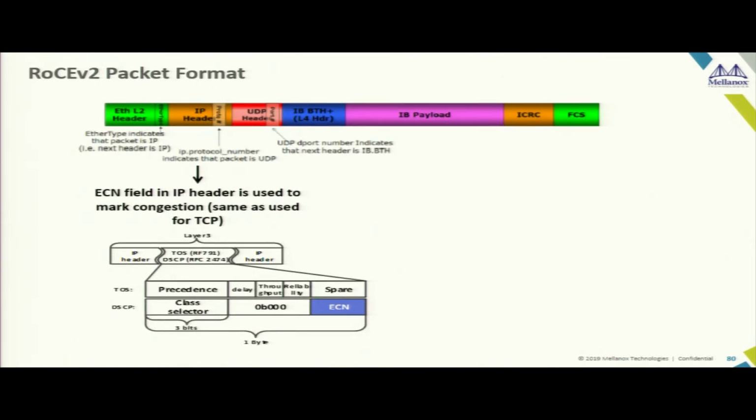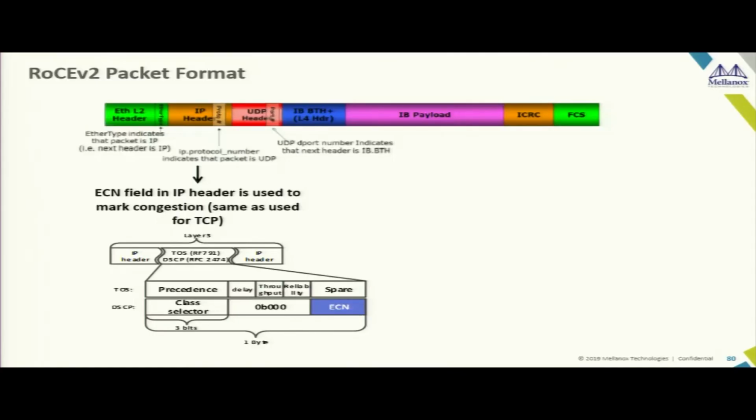What happens is when there is congestion in the fabric, at any point in the fabric, you set the ECN bit. There are 2 bits there. Instead of 00, you set it as 11, and then send the packet forward.